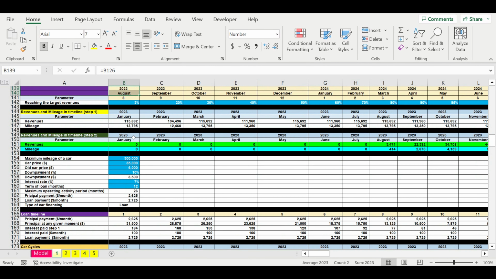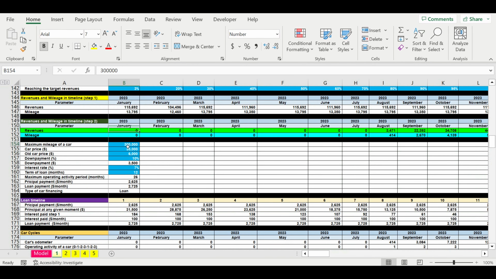Then we start talking about the car itself. We assume, for example, that we are going to sell this car when it becomes old, when it reaches 300,000 miles on the odometer. The price of a new car will be $35,000. The price when we are going to sell it will be $6,000. The down payment for the loan for this car will be 10%. The interest rate will be 7%. The term of the loan will be 12 months. So we can adjust all these blue cells the way we want.